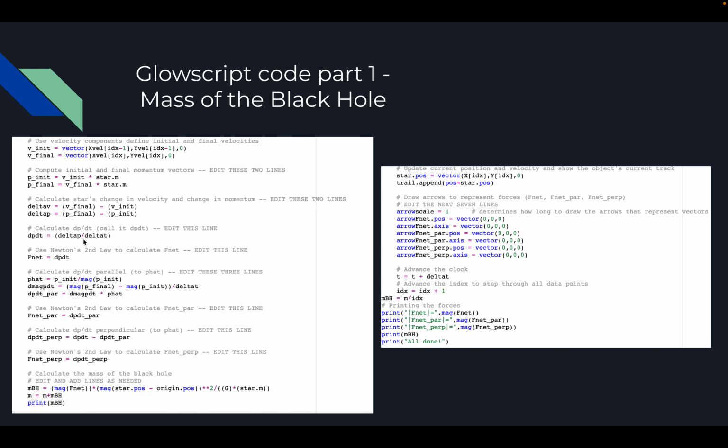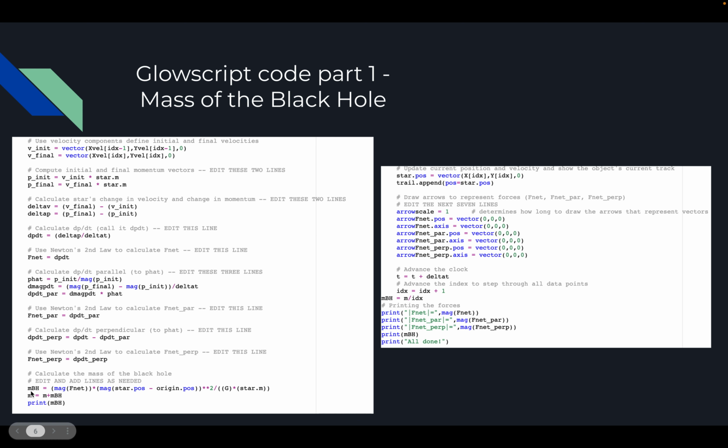Continuing on, this is my GlowScript code that helped me determine the mass of the black hole. As you can see, all of these are the values for the planet. So you have v initial, v final, momentum initial, momentum final, and you can see how I calculated each of these. And it keeps evolving, and I keep deriving things until I have derived everything I need, F_net, where F_net equals dp/dt, and then this is the equation I use to calculate the mass of the black hole.